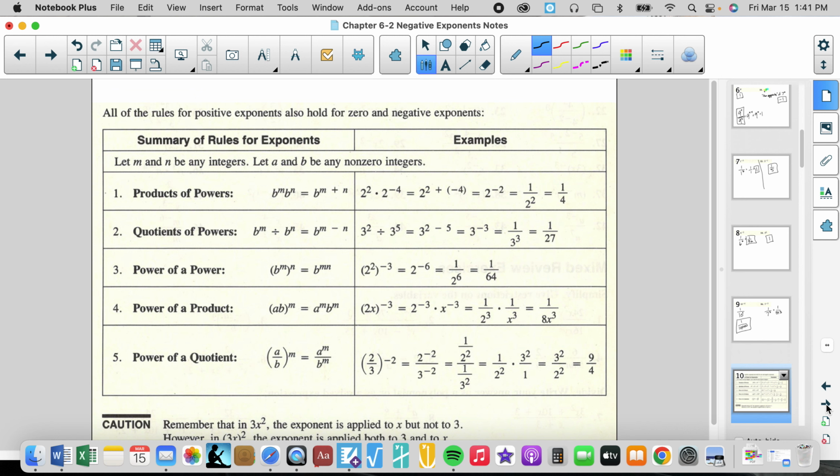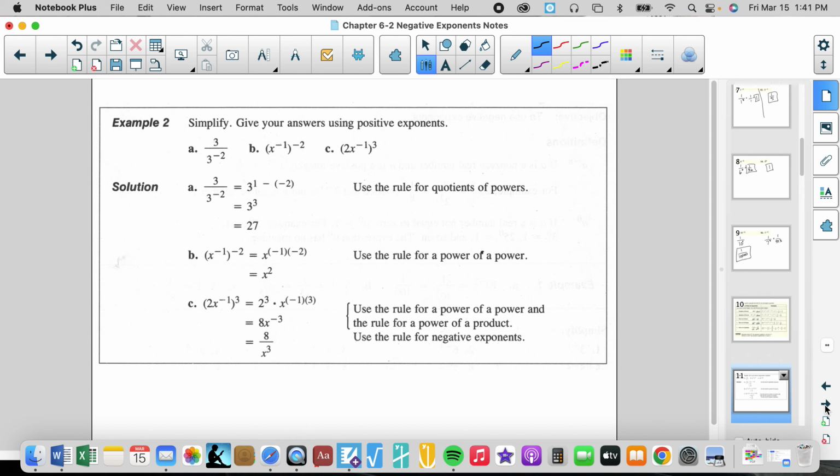All right, now these are all the rules that I was talking about. When we multiply like bases, we're going to add their exponents. When we divide like bases, we are going to subtract their exponents. When you have a power of a power, we are going to multiply their exponents. We can distribute the exponent into each of the terms, and we can still distribute it when it's division. So those are the important rules that we should be proficient at.